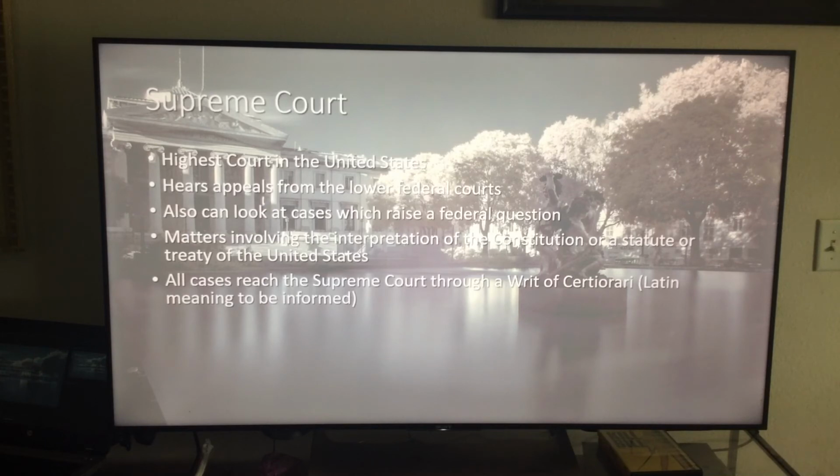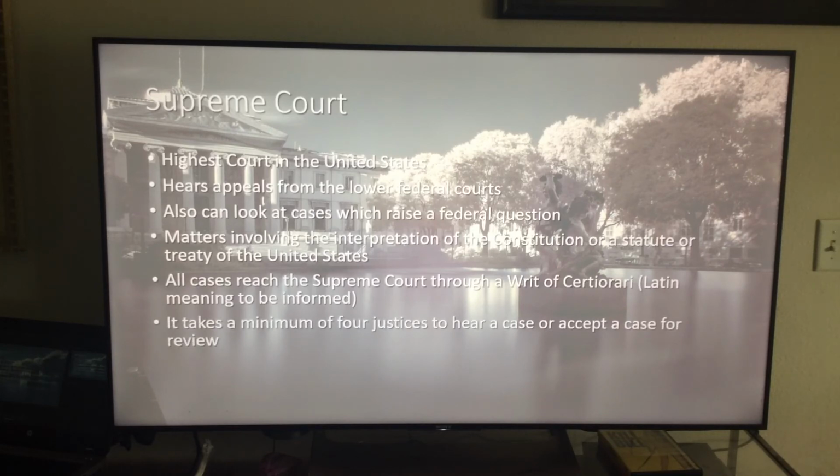All cases will reach the Supreme Court through a writ of certiorari, Latin meaning to be informed. Anytime there's a Latin word or Latin phrase, you'll want to remember that, especially when we're talking about law. So you'll want to remember writ of certiorari. This also fits in with the essay question that comes out of this chapter.